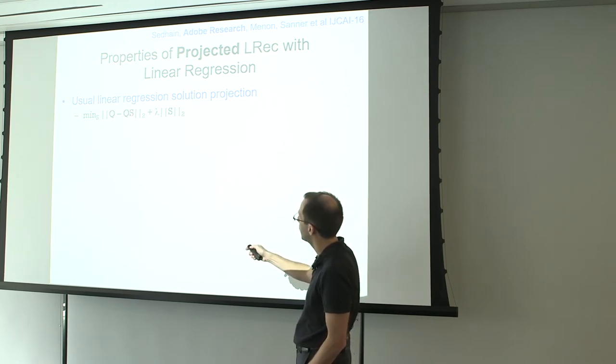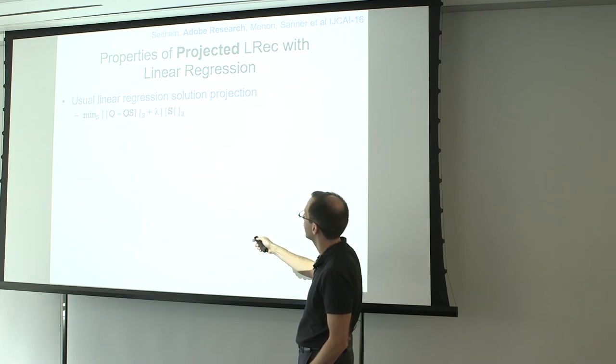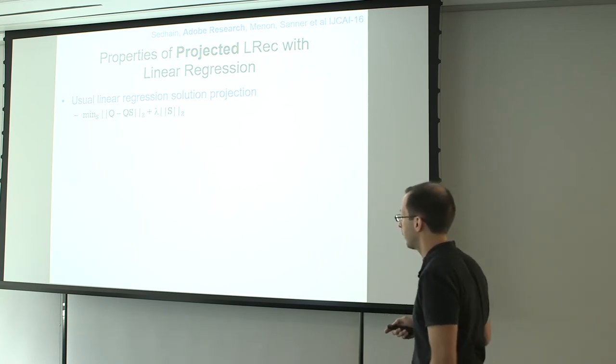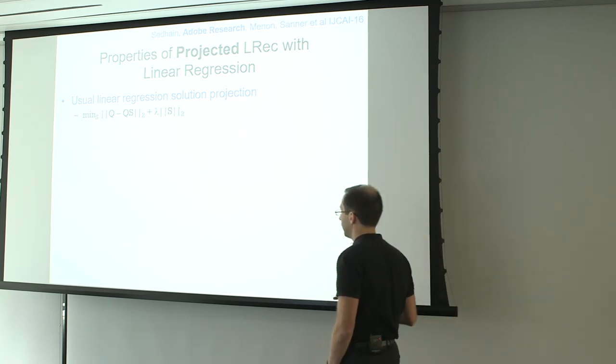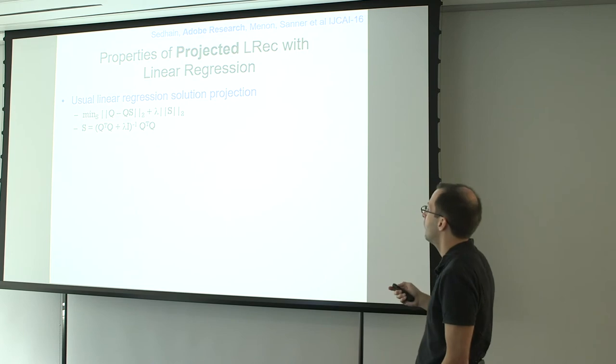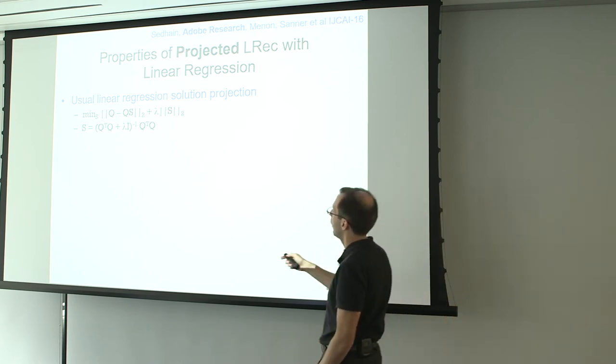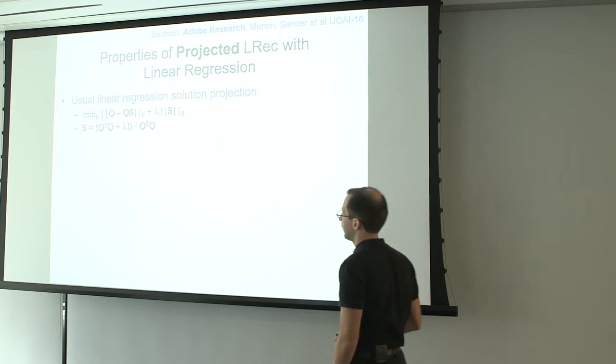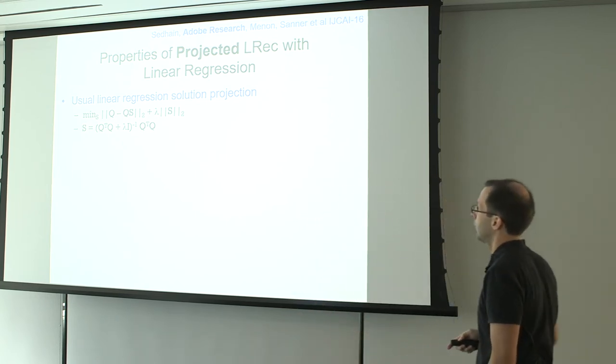We're trying to use this similarity matrix to project Q back to Q and to minimize that error. We're also going to regularize by the Frobenius norm of the similarity matrix. Okay? And we know this is linear regression, or if we squared error, then we know this is the standard linear regression closed form solution for S.